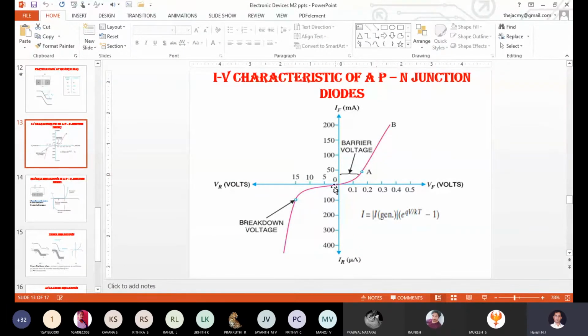Correct? But just check it out here. The drift current is very small. That's also in terms of a micro. Micro means what? 10 to the power of minus 6.